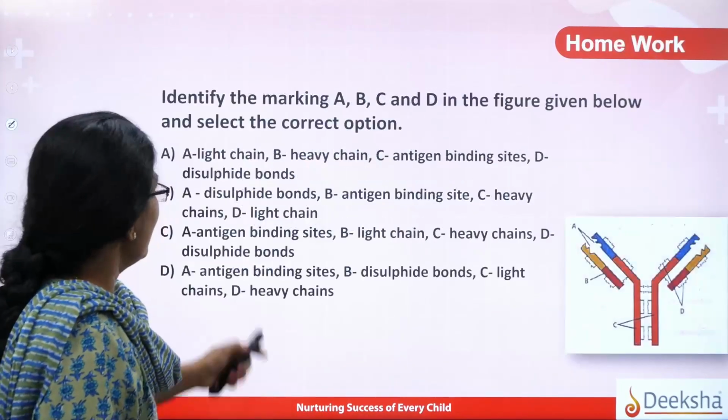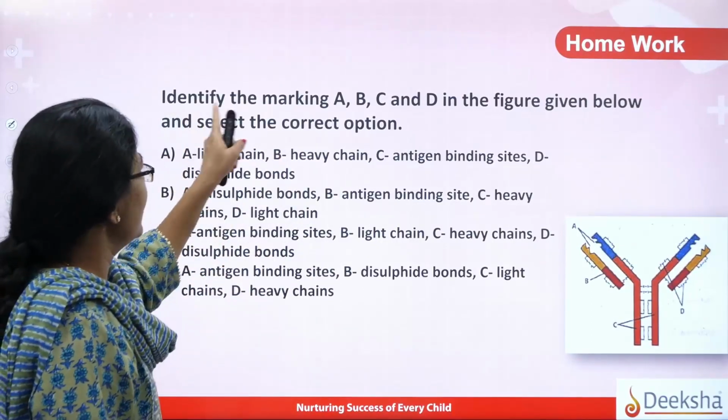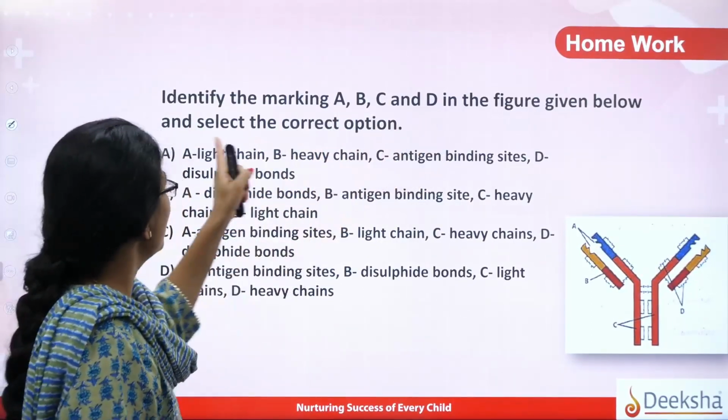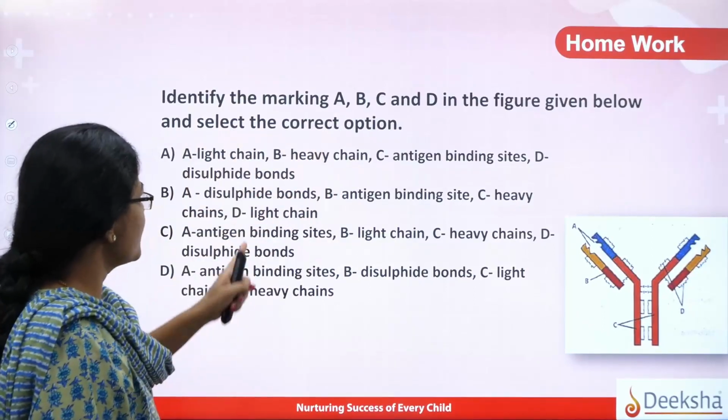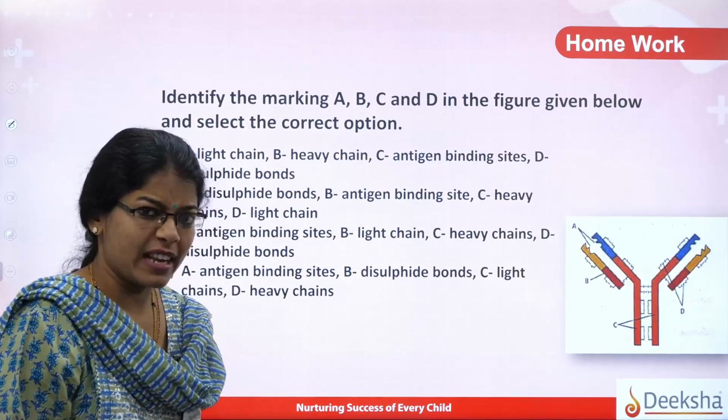Correct? Okay. And this is for homework, students. So you are going to come with the answer here. Identify the markings A, B, C and D in the figure given below and select the correct option. So these are the options, and you will be thinking about the answer and coming back with it in your next section.